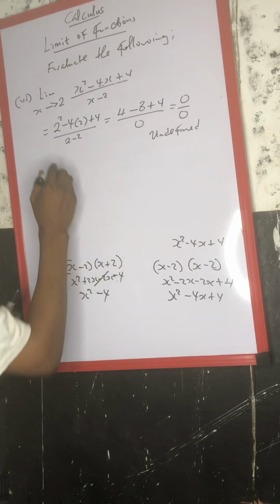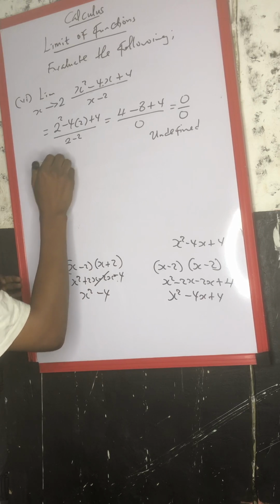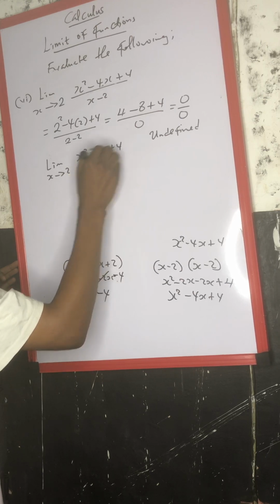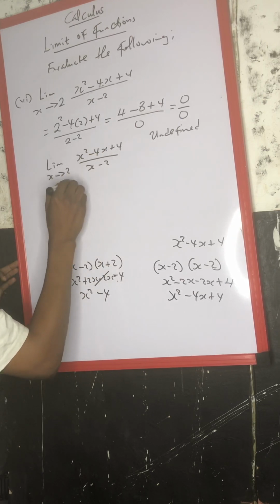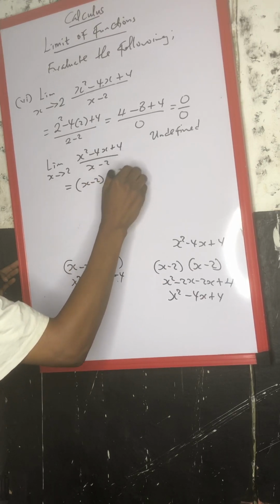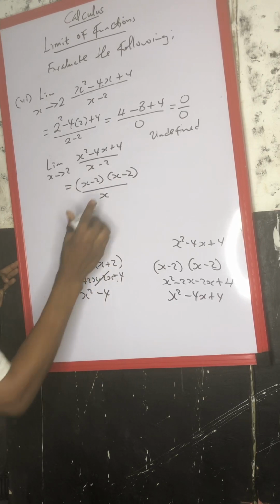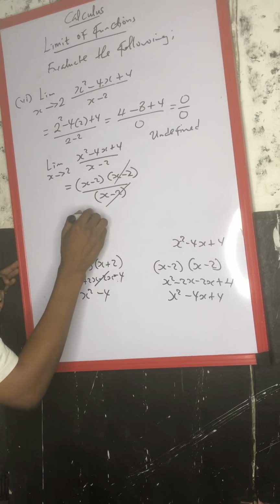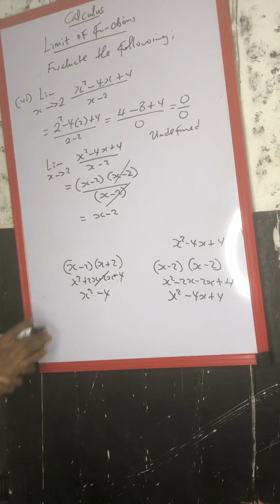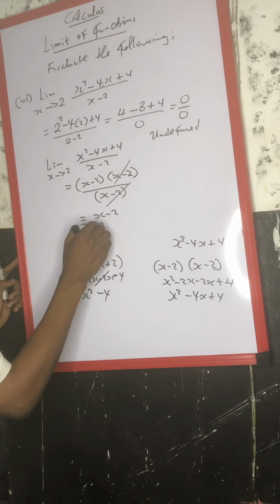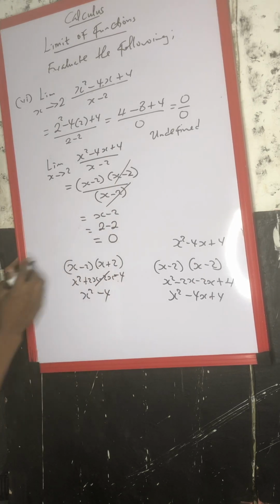So from there we have the limit as x approaches 2 of x squared minus 4x plus 4 all over x minus 2. This is the same thing as x minus 2 times x minus 2, all over the denominator, which is x minus 2. So from there, this can cancel out this, and we'll be left with x minus 2. Now we know what our x is: our x is 2. So it becomes 2 minus 2, which gives us 0. So that is our answer. Thank you.